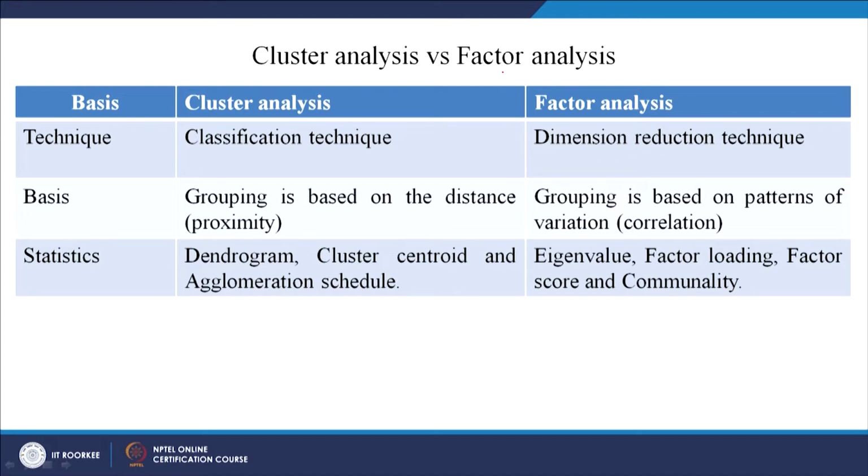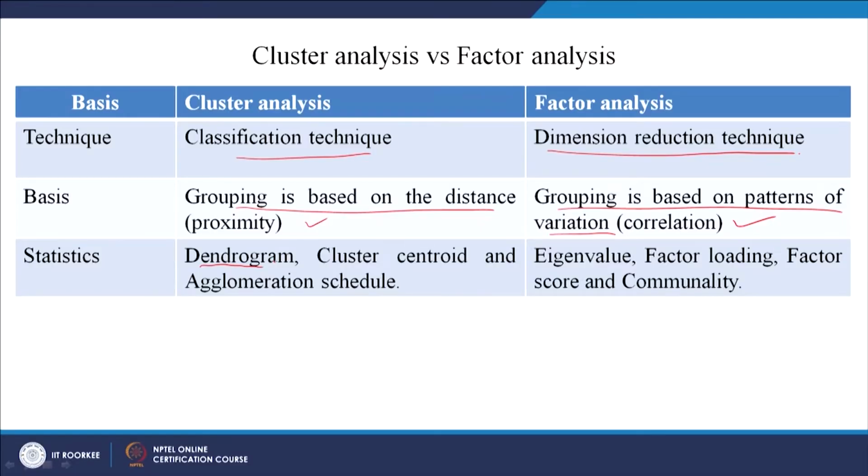So, the difference between cluster analysis and factor analysis: cluster analysis is a classification technique, this is a dimension reduction technique, factor analysis. The basis of grouping in cluster analysis is the distance. Now, this is very important. In factor analysis, grouping is based on the patterns of variation using the correlation. So, in factor analysis, the major objective was to create groups of the variables on the basis of the correlation among them. But cluster analysis does not take the correlation, it takes the distance between the variables.